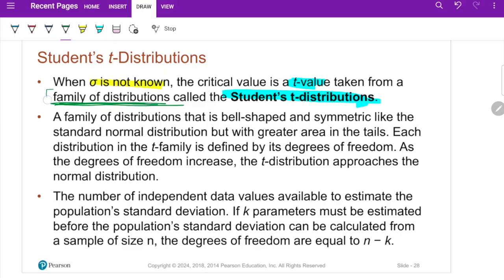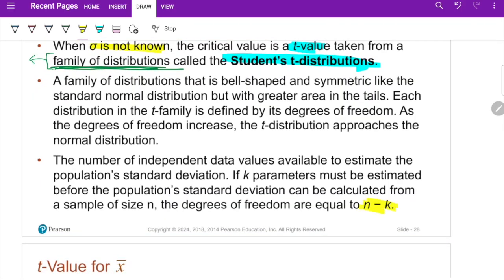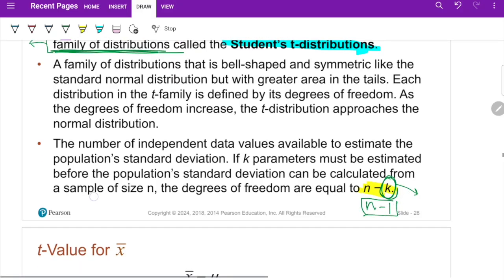As the degrees of freedom increase, the distribution becomes more normal, closer to the z, to the normal distribution. So this t distribution is actually bell-shaped and symmetric, exactly like the standard normal distribution. However, the area becomes greater in the tails. And as we said, the distribution becomes closer to the z distribution as the degrees of freedom increase. The degrees of freedom is n minus k, where n is the sample size and k is the number of parameters that we are estimating. In this case, we are estimating only one parameter, which is the mean or the proportion, so the degrees of freedom is going to be n minus 1.